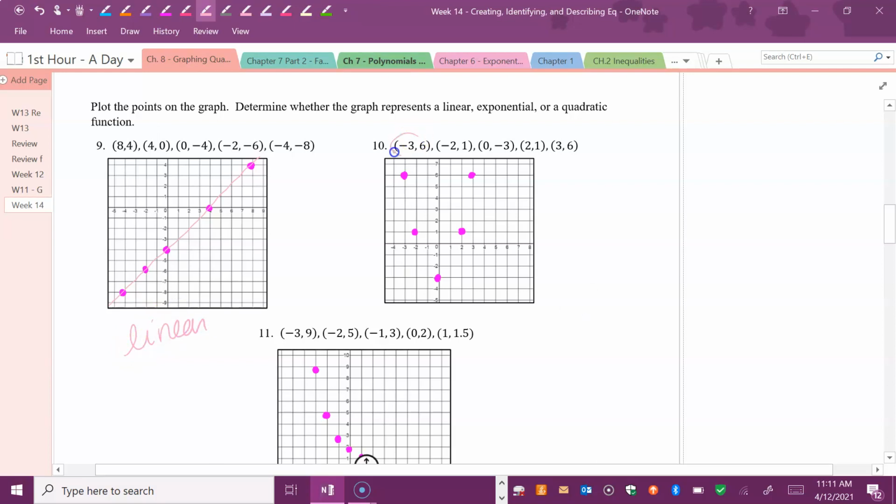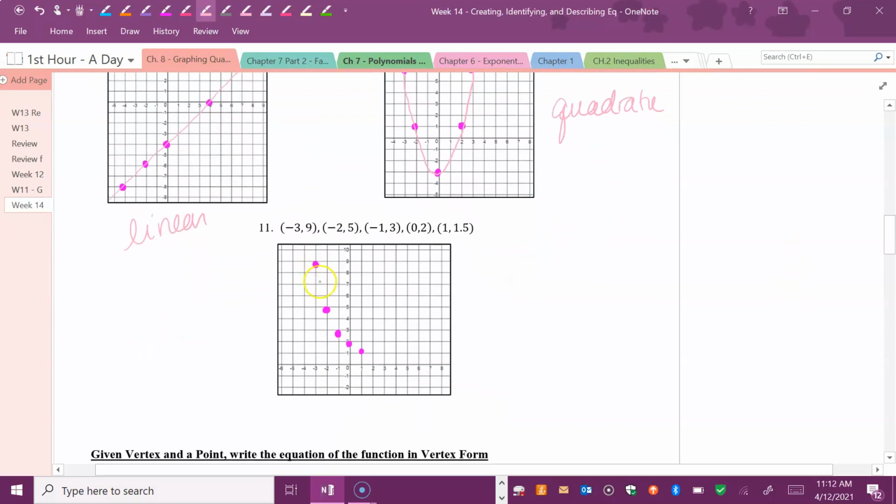Here, I accidentally had this point written wrong on your paper, so you might want to change it. I believe it was (3, -6). It should be (-3, 6). And as you can see, this makes a U-shaped graph. So this would be quadratic. And in number 11, it appears that it's getting smaller pretty quick. It kind of shows this exponential graph, so this one is exponential.